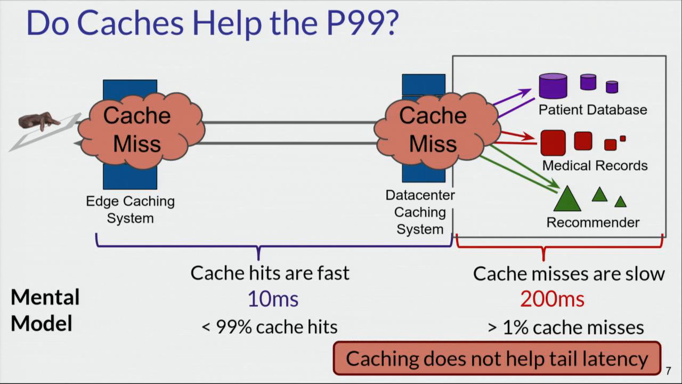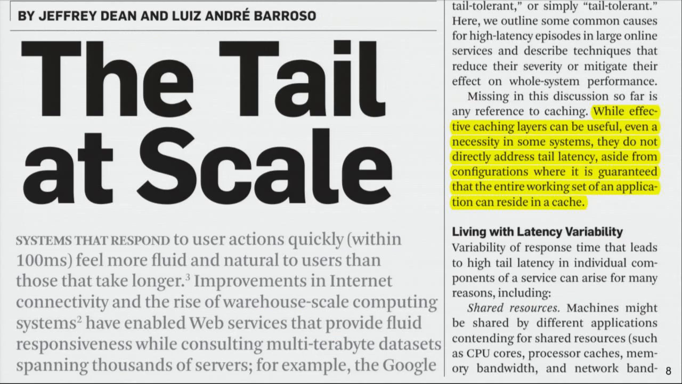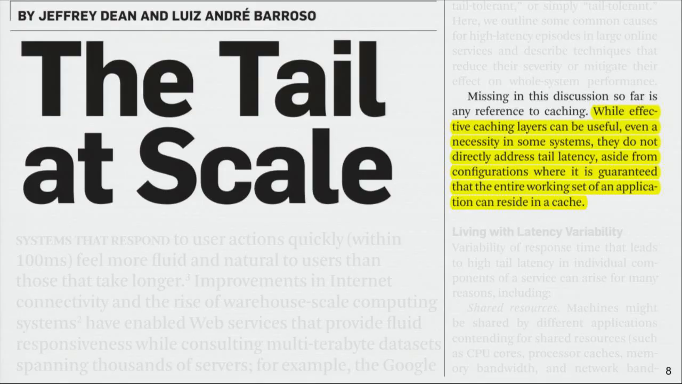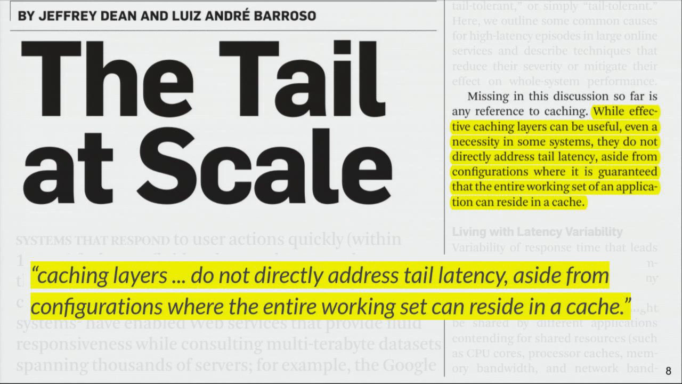Right? So let me summarize. There's this very famous paper called The Tail at Scale, which is cited hundreds of times, made by Jeff Dean and Luiz Barroso, famous Google architects. And they have this one citation here I'm blowing up. They say caching layers do not directly address tail latency.